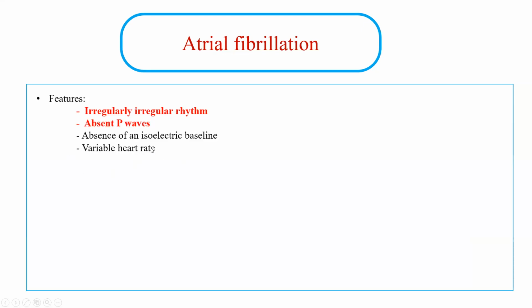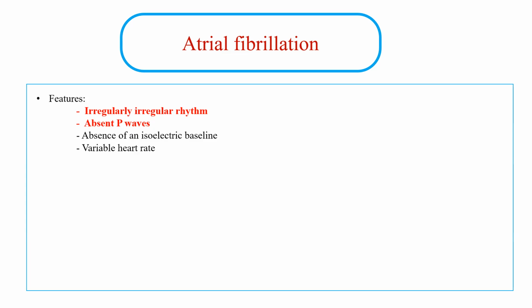Number 2 is variable heart rate. Usually with atrial fibrillation, and actually this is a very good hint. If you look at a patient on the monitor and the heart rate is fluctuating, it goes like 110, and after that it goes down to 80. After that it goes up suddenly to 150 and goes rapidly down to 120. This is most likely to be atrial fibrillation.